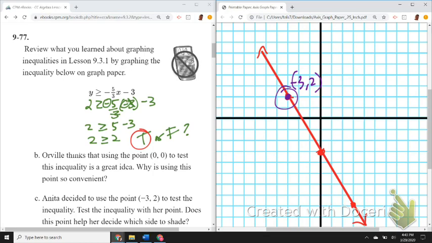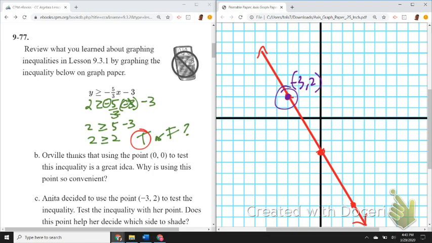What's our problem now? You guys see our problem? Like, how do I know which side to shade? Should I shade above the line? Should I shade below the line? This obviously is not going to be a good point to test with because it's directly on the line. So whenever you're testing points, you don't want to test a point that's directly on your graph. You either want it on one side of the graph or the other, but not on. So this one, although we did figure out that this is going to be a true statement, it just doesn't make sense because it doesn't help us determine which side to shade.